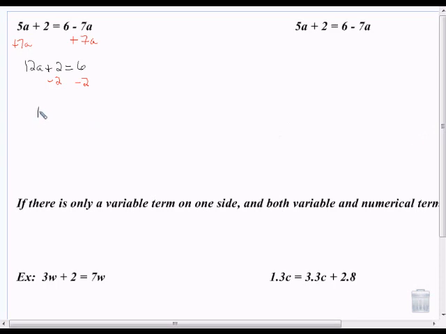So I get 12a equals 4. I'm going to divide both sides by 12, which 4 does not divide by 12. But it does divide by 4, and 12 divides by 4, so I get 1/3.